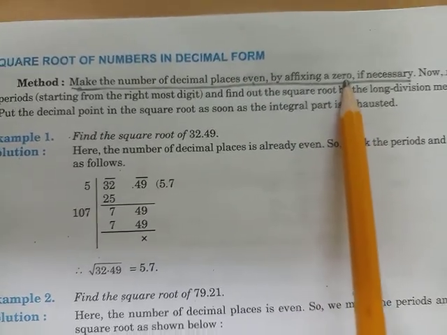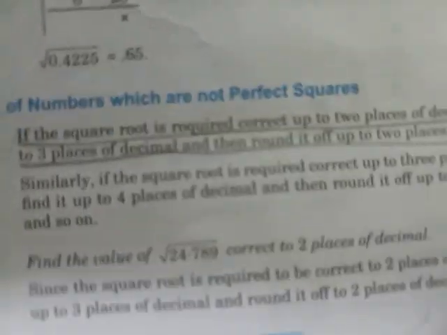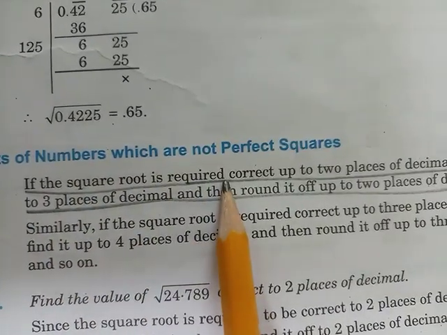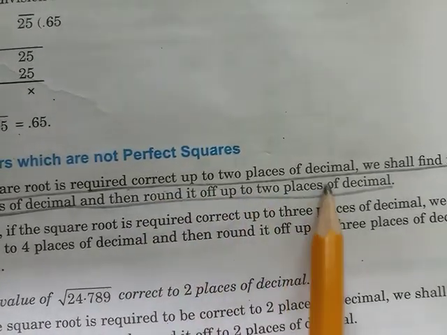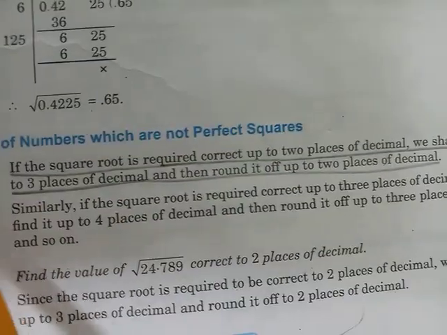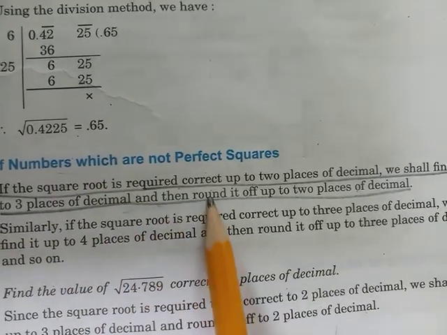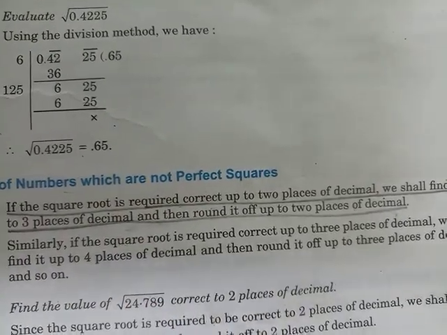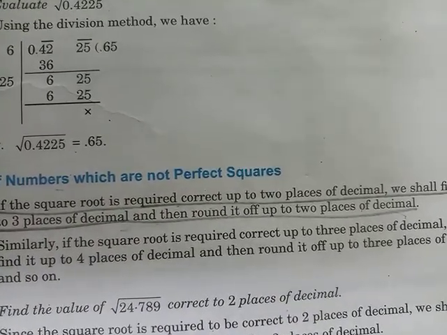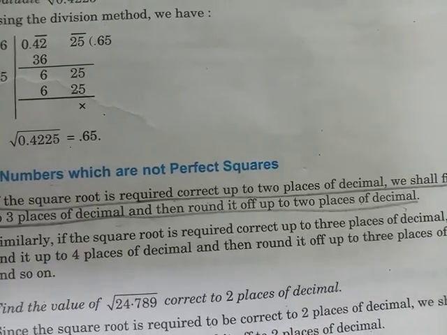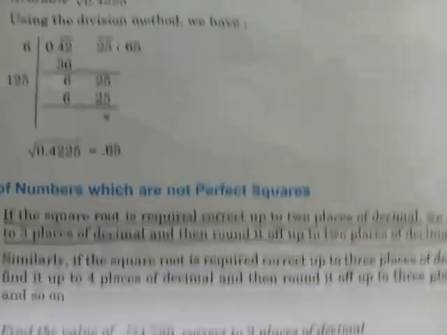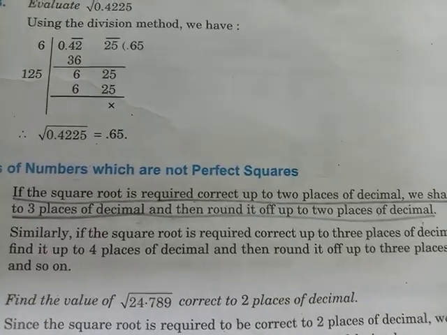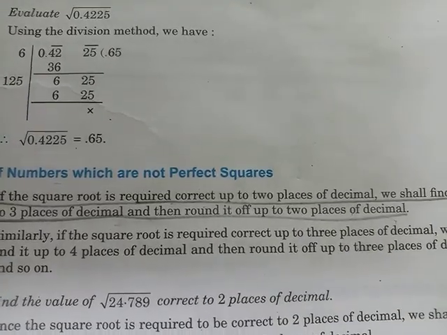Okay. Then another thing that we need to remember: if the square root is required correct up to 2 places of decimal, then we will find it up to 3 places of decimal and then round it off up to 2 places. So if you are looking for the square root up to 2 places, we calculate up to 3 places and then round off. Or if you are looking for it up to 3 places, then we calculate up to 4 places and then round it off up to 3 places.